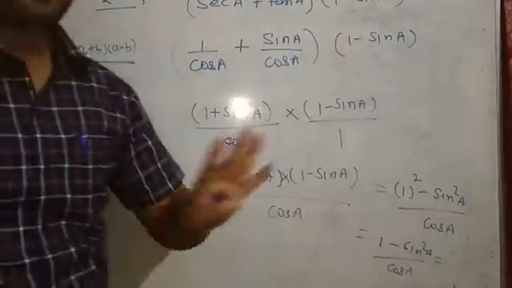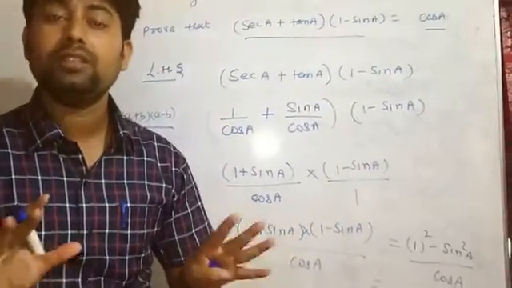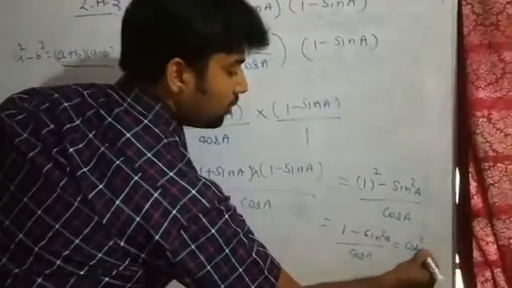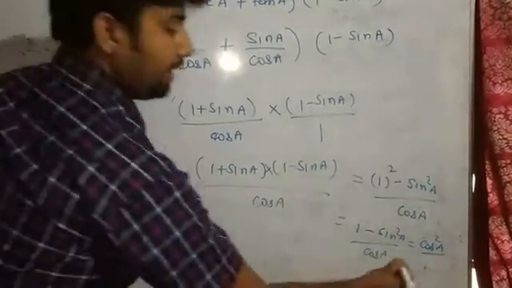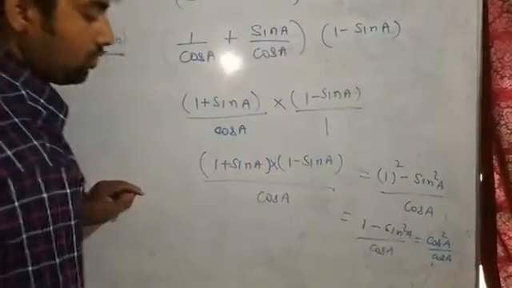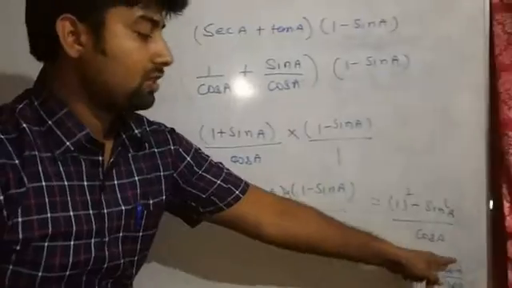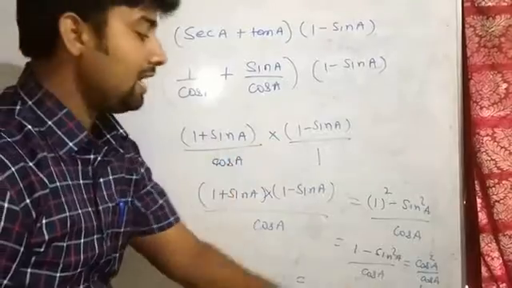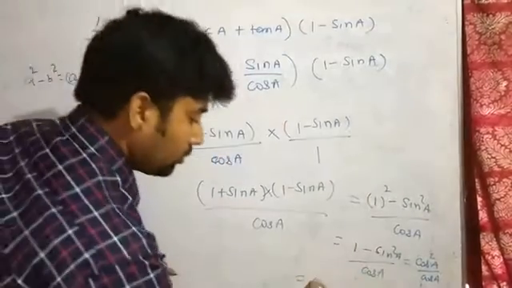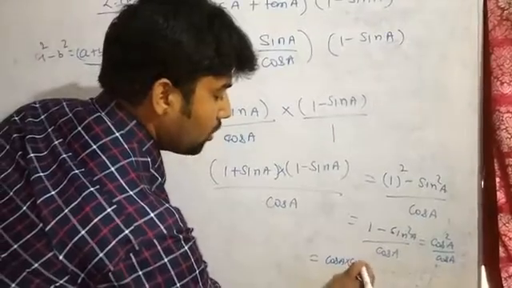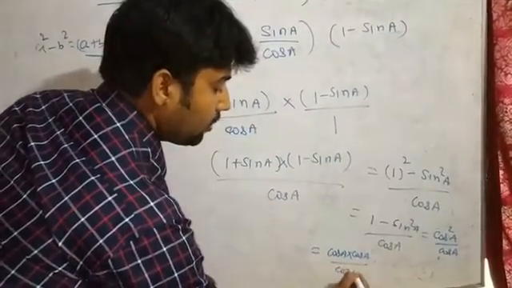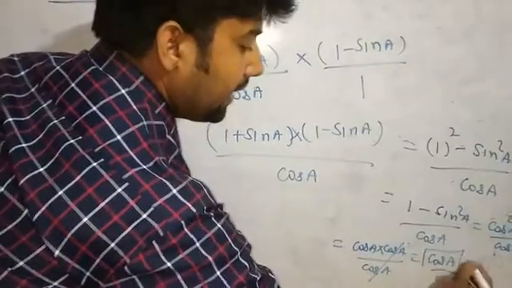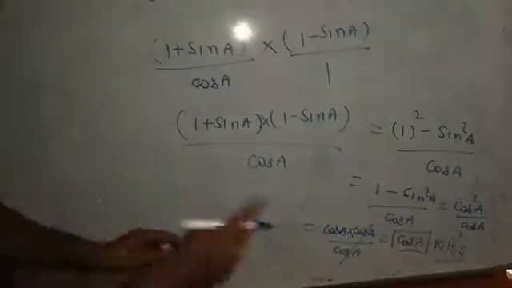Now 1 − sin² A, I have already told you its formula: 1 − sin² A gives cos² A, and at the denominator cos A. So finally we have cos² A and cos A. In the numerator cos appears two times, and in the denominator only one time. So we can write cos A × cos A / cos A. One cos A will cancel out. Finally we get cos A, which is our right hand side.